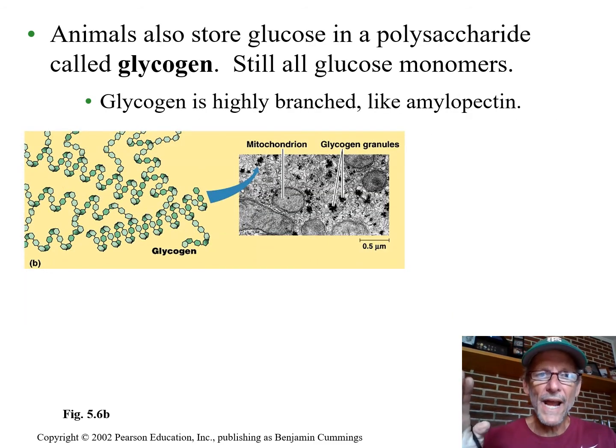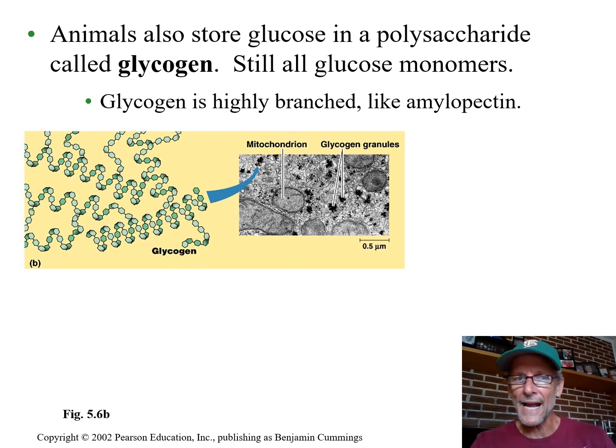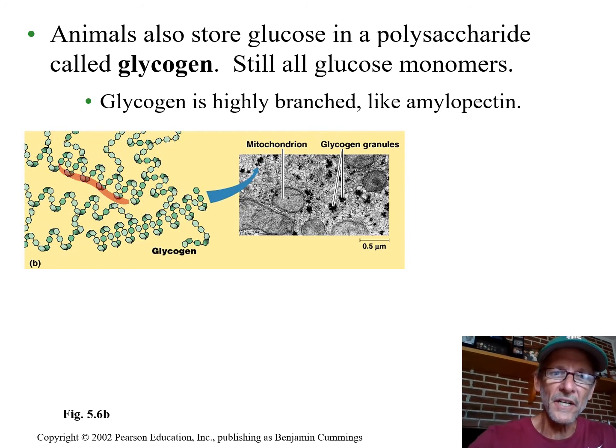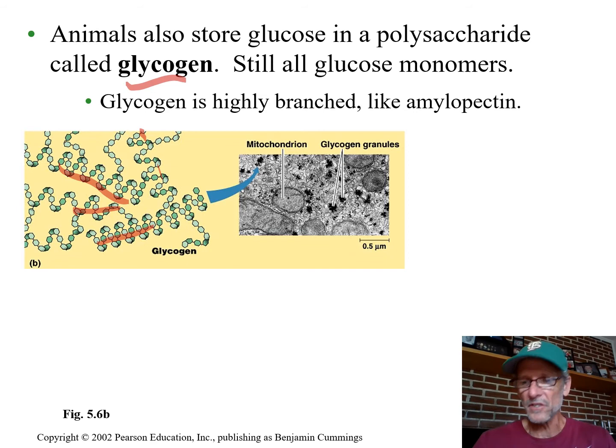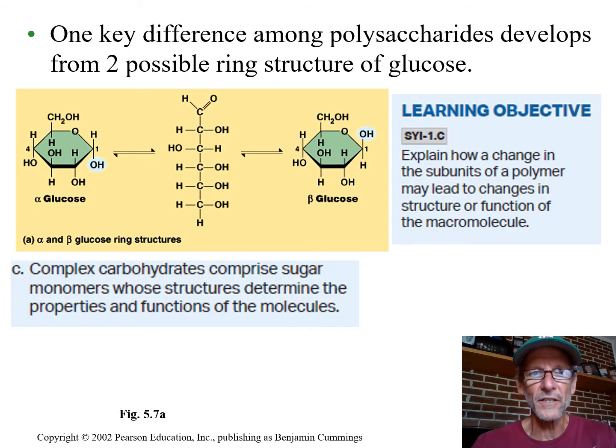So we have these starch molecules made by plants, made by animals, made by fungus and other things too. But again, it's the nature of the branching and things that makes different kinds of these. And that's about all we need to say about those carbohydrates.